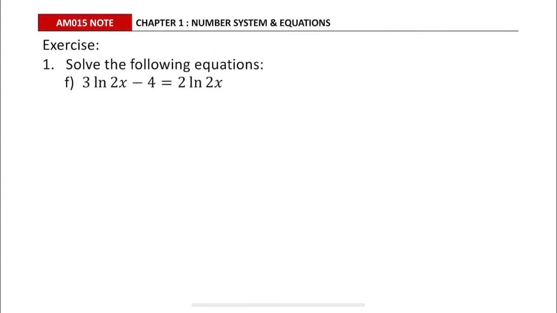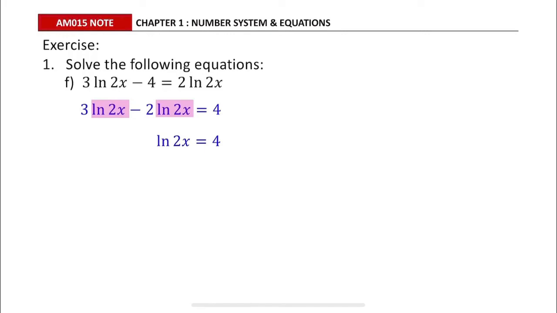This question has two logarithms as well, but this time both are of the same base, which is base e. Remember, ln is a natural logarithm, which means log base e. Rearrange this equation so that both of the ln are on the same side. Since both are ln 2x, we can directly subtract it.